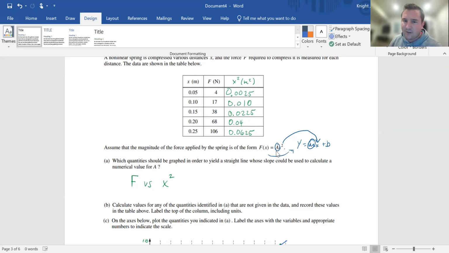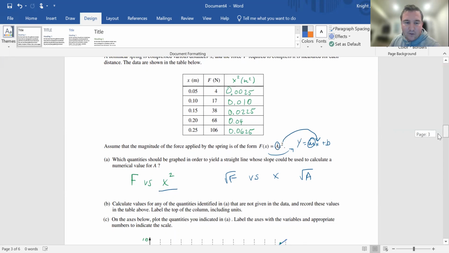You could have also said to take the square root of both sides, and the square root of F versus x will give you the square root of a. If you wanted to do it that way, you could, but that seems more difficult to me. So I was going to do F versus x squared, calculating the values that aren't given. I needed x squared, so I just took the x's and squared them. Pretty straightforward there.